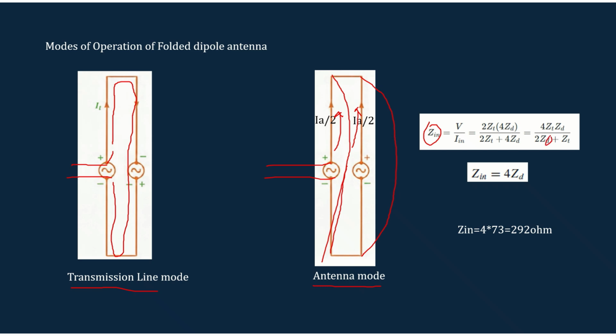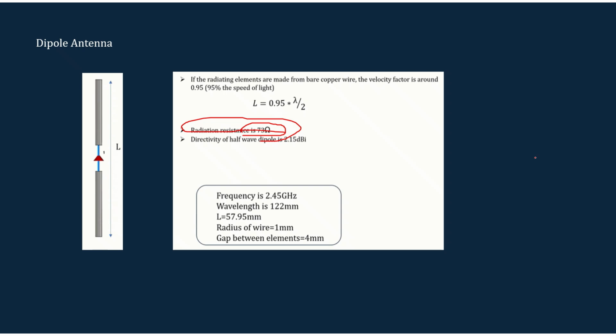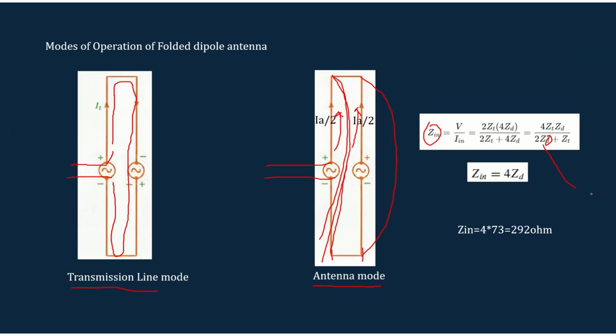Here ZD is given as this antenna is like a dipole antenna. Here you can see that these two will be acting as two dipoles, so the current distributions will be like this. That is, the antenna mode impedance is given as ZD. So we know that the impedance of a dipole antenna is 73 ohm, that we have discussed earlier. So here ZD is 73 ohm.